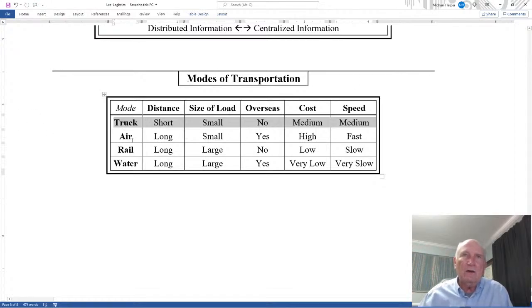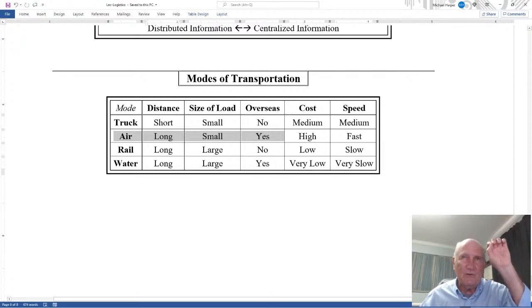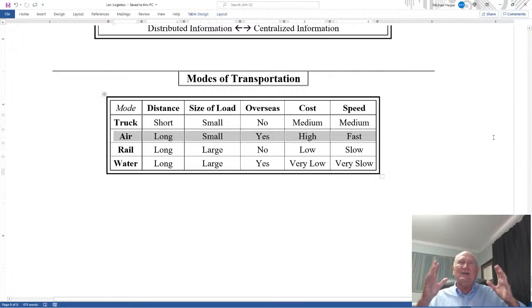Air. Well, with airlines, you have a very long distance. They can go from continent to continent. You have very small size of the loads. You can't have large loads because of the airlines. Yes, you can go overseas. Air would be a preferred mode of transportation overseas with small loads, because it's high cost and the speed is very fast. And so you can visualize what products would fit with a very long distance, very small size, overseas, high cost, but very fast speed, getting it there quickly.